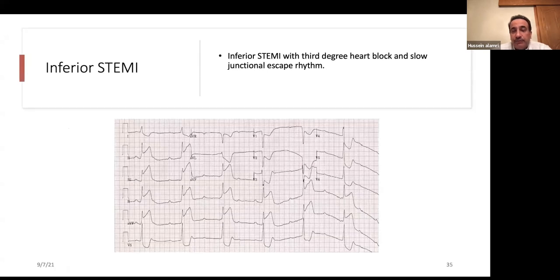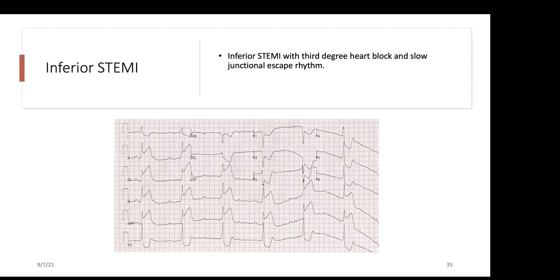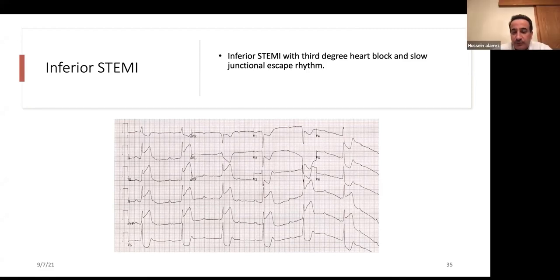This is an example of inferior STEMI with third degree AV block. If you look at the ECG, there is dissociation between the QRS and the P wave, with extensive ST elevation in 2, 3, and aVF. Which artery is involved in this patient and why? RCA. RCA, why? 80% supply. Because the 3 is more than the 2, and there is ST depression in lead 1. Excellent. You know, knowledge is power. When you know what to look for, you know how to read the ECG, and you know how to diagnose your patient.